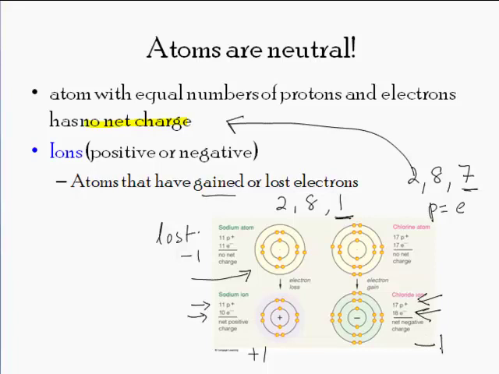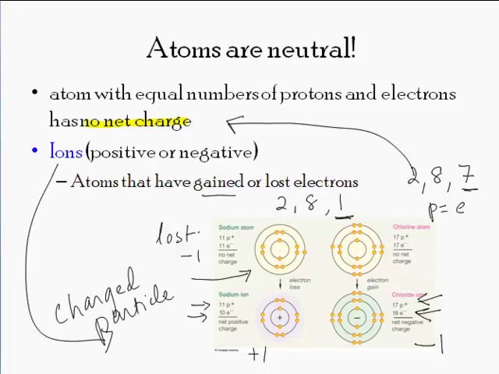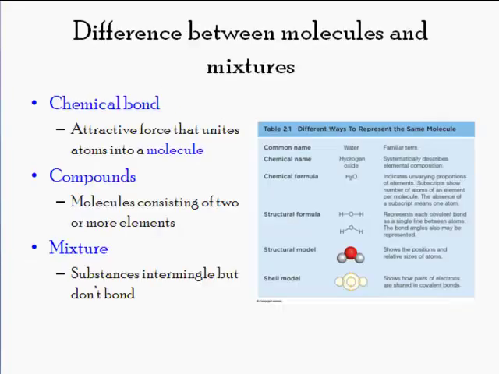Now, once the atom has gained or lost electrons, it then unites to form a bond. And there are two kinds of bonds. There are bonds that are called covalent bonds, and there are bonds that are called ionic bonds. And we will discuss both of them later. But after the two atoms have combined, what they now form is a molecule.